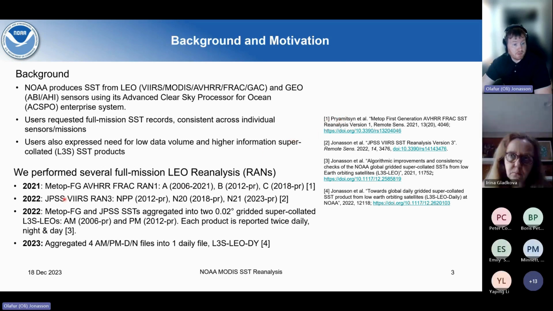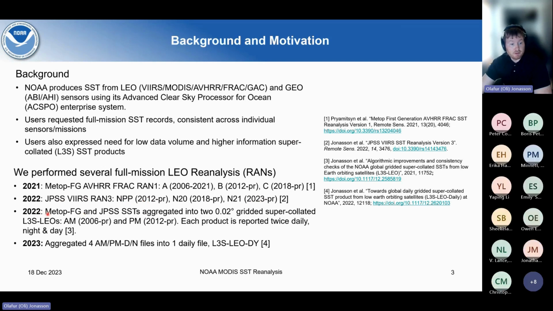Then in 2022, we performed the JPSS VIIRS Reanalysis 3 from SNPP, NOAA 20, and NOAA 21 VIIRS. This dataset started in 2012 with SNPP. And then we performed collation of Metop first generation and JPSS SSTs into 0.02 degree gridded super-collated L3S LEOs, as we call them. There's the AM line, the morning orbit satellites, and the PM line, the afternoon orbit satellites. They started in 2006 and 2012, respectively. These are both reported twice daily, day and night, and most recently we have aggregated these 4 AM and PM day-night files into one daily file, which we call L3S LEO daily, or DY. Those are all documented in these 4 papers here.